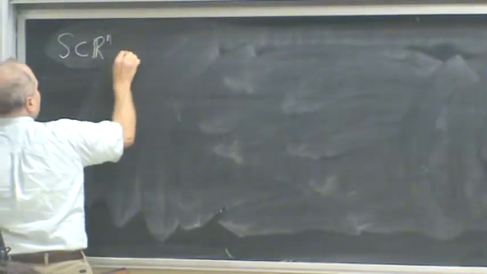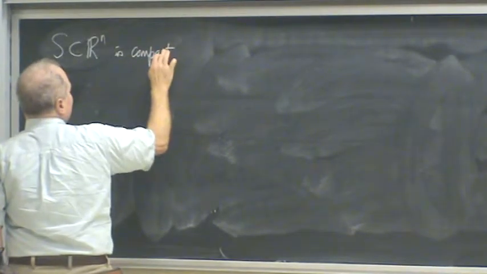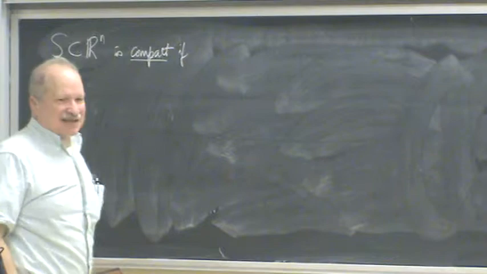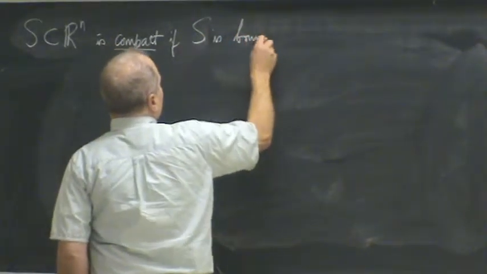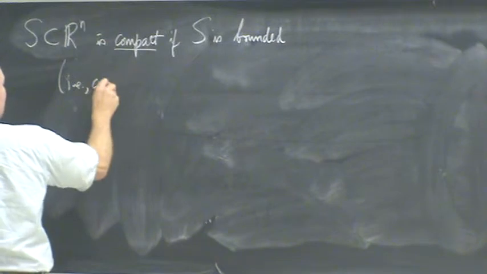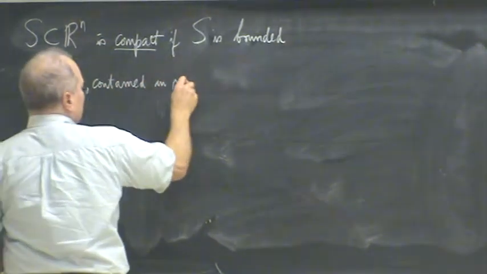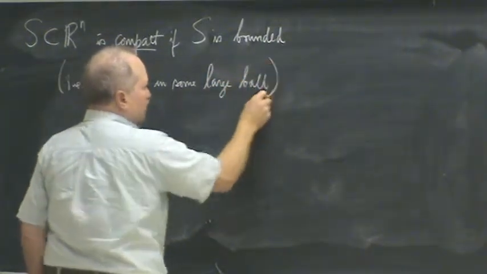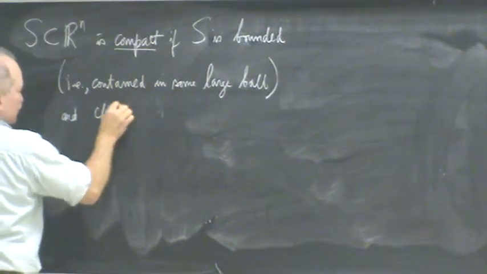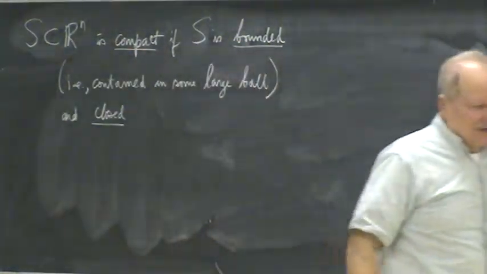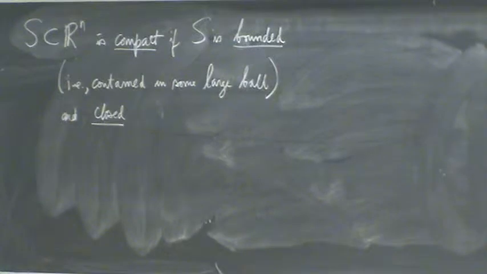What's a compact set? I want a definition, not examples. Bounded and closed. Okay, so it's bounded if it's contained in some large ball centered somewhere, and it's closed. We know that since chapter 2. If you take a sequence of points in the set that converges to something, the thing to which it converges is also in the set.